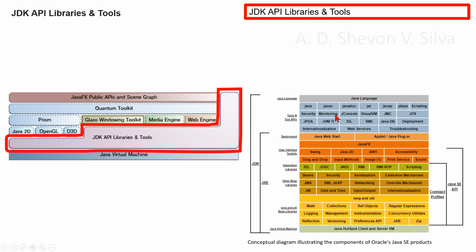JPS, experimental JVM process status tool, lists instrumented HotSpot Java virtual machines on the target system. JStat, experimental JVM statistics monitoring tool, attaches to an instrumented HotSpot Java virtual machine and collects and logs performance statistics as specified by the command line options.